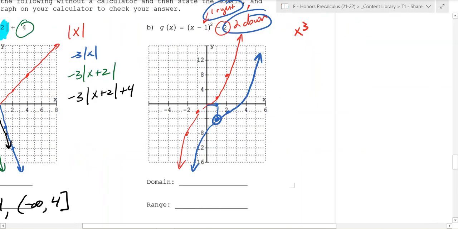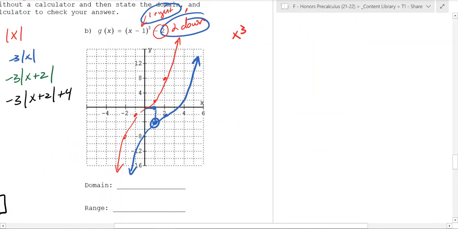Now for the cube function over here, is there anything you can't plug in? Nope, you can plug in everything. So it's going to be all real numbers. And is there any output you can't get? Nope, you get all of it.